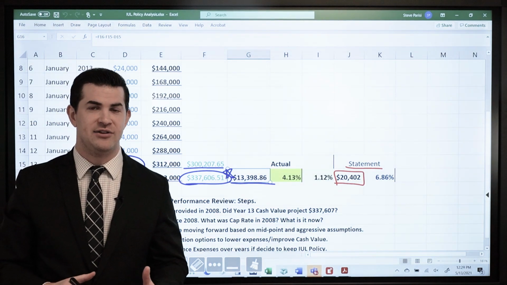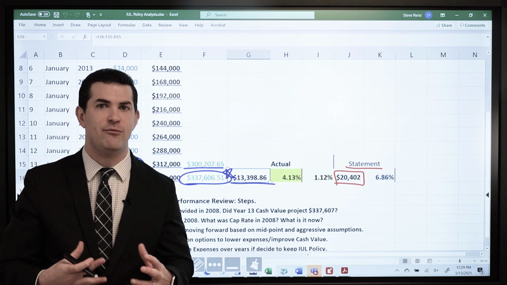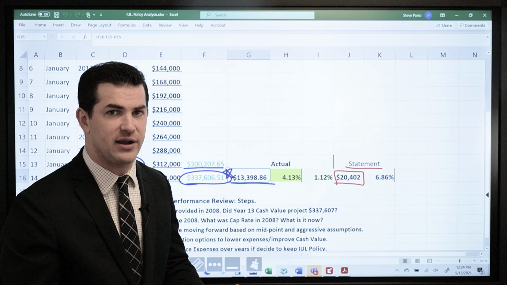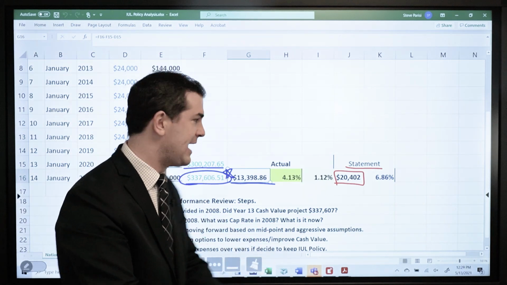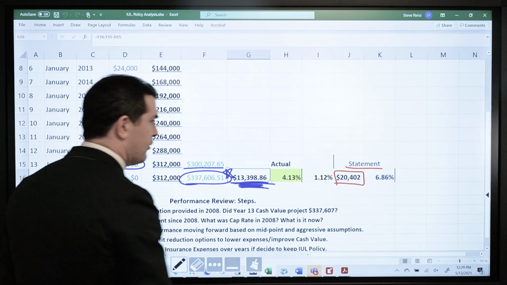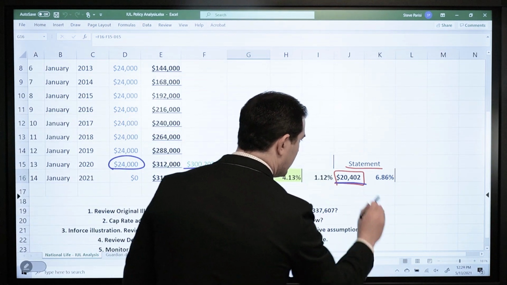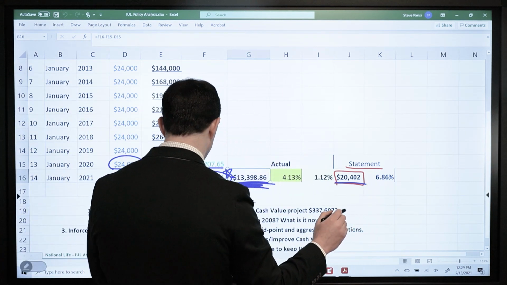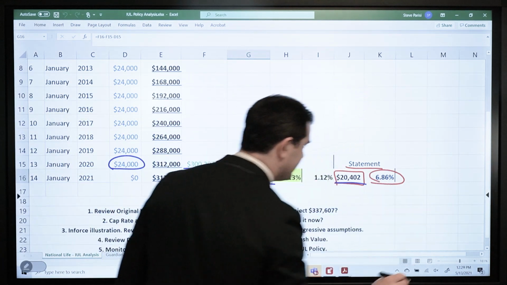So how I look at it, saying, all right, what do I actually have? What's real? What's my money? If I'm comparing it to something simplistic like a bank account or just where I've got access to cash, this would be it. There's the net growth. So the statement told me 20,402. Statement also told me I earned 6.86%.